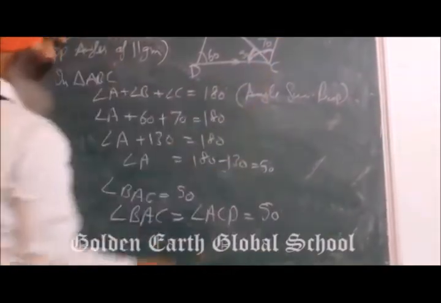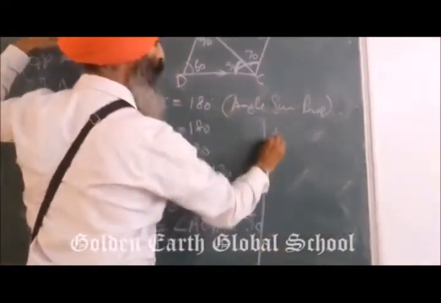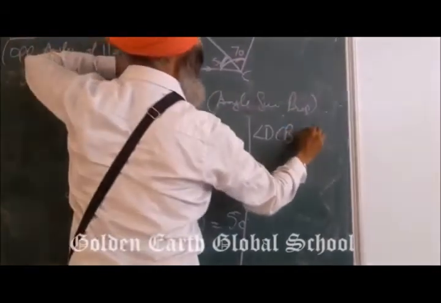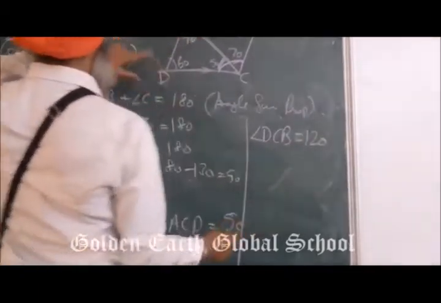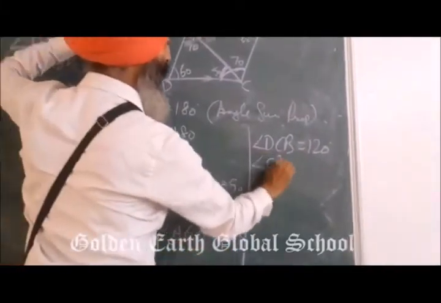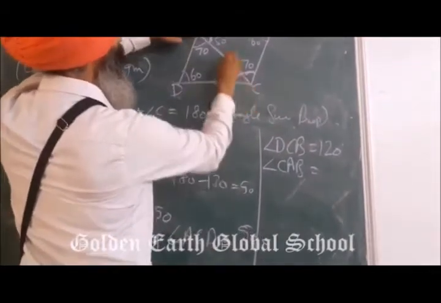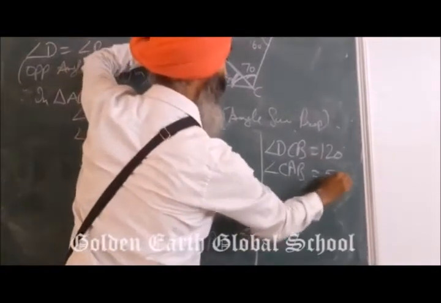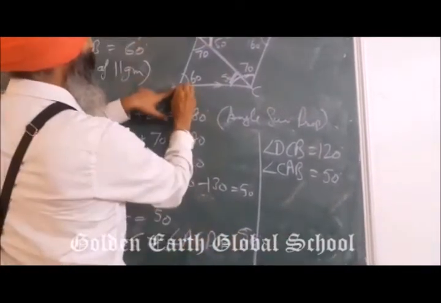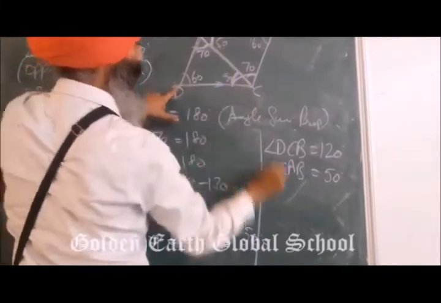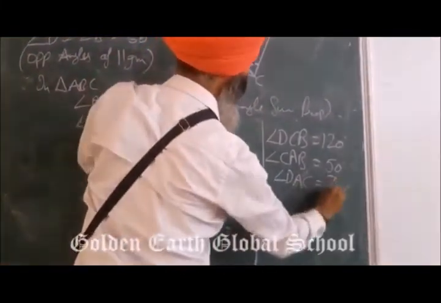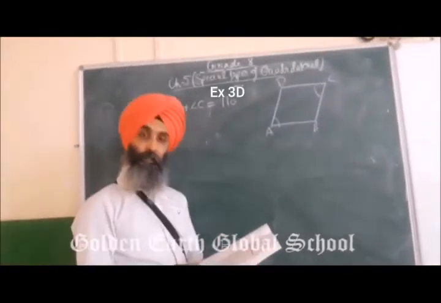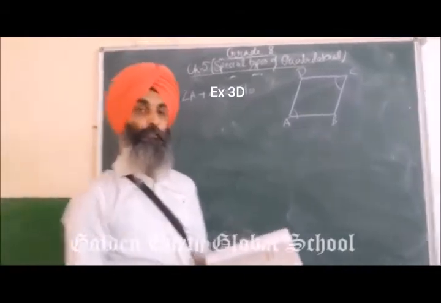DCB, so total कर दो. So I am writing here angle DCB would be equal to, add up कर दो 50 plus 70, that is 120. Now angle CAB, that is 50 degree. Next one is DAC, where that is 70 degree. Okay everyone, understood? Next, question number 11 and 12, they are same as question number 10.